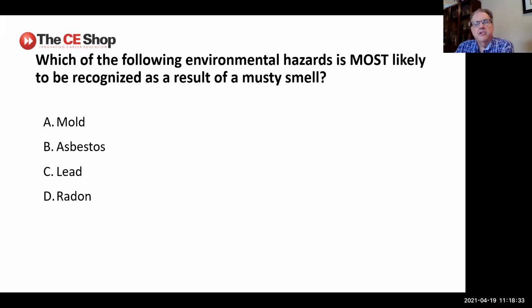Radon, by definition, is odorless and colorless. It's radioactive, but it doesn't smell musty. Process of elimination, a biological hazard, that is mold, that might smell musty.